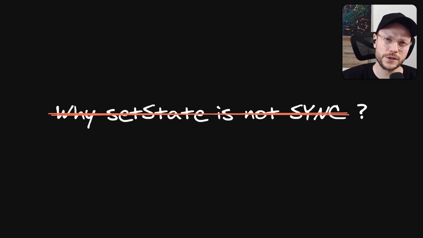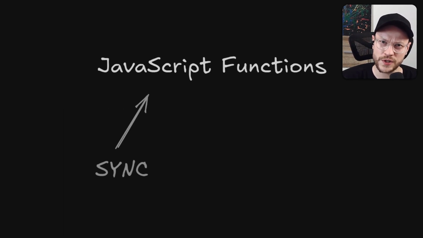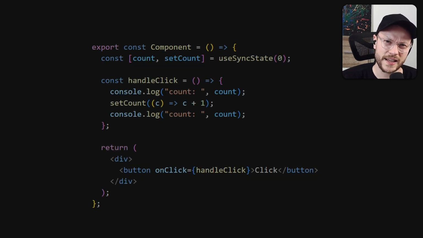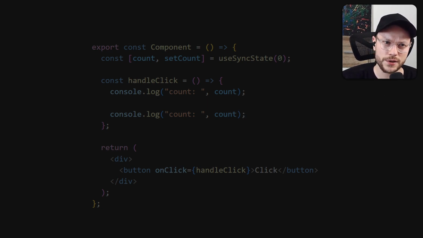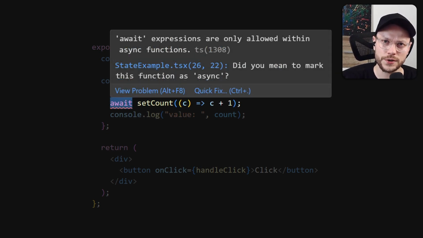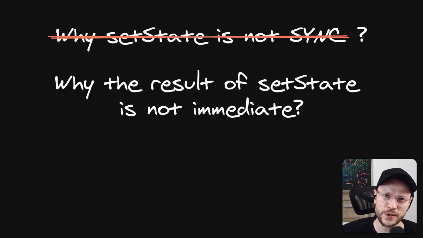Actually, that's a wrongly stated question. You see, in JS we can divide all functions into sync or async. But setState is very weird. If its result is not immediate, we would expect it to be async, right? Well, async functions can be awaited. But surprisingly, we actually can't place await before the setState call. It's not returning any promise that can be awaited. So it's technically sync. And the proper question is then, why is the result of setState not immediate?